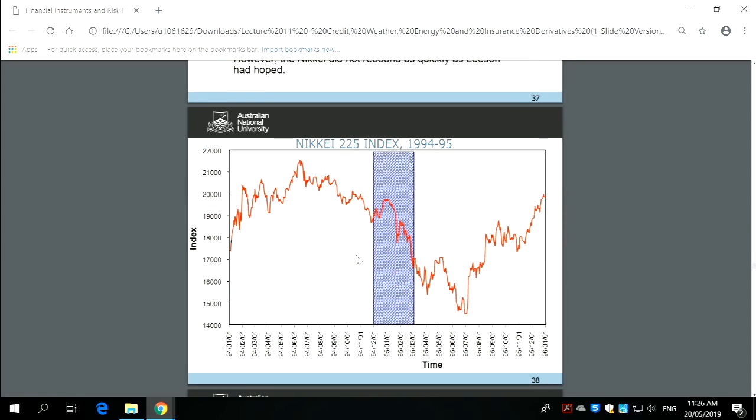And here is a graph of the Nikkei 225 during 1995. If you look at this picture, this is where the earthquake happens, right? So that was a sharp decline. And then for a short while, his long futures position actually worked. The market actually rebounded after the earthquake.